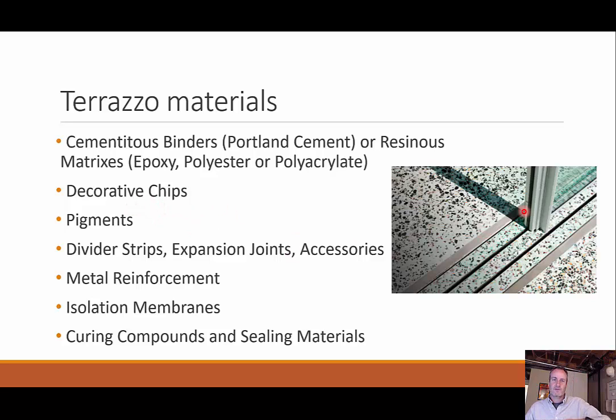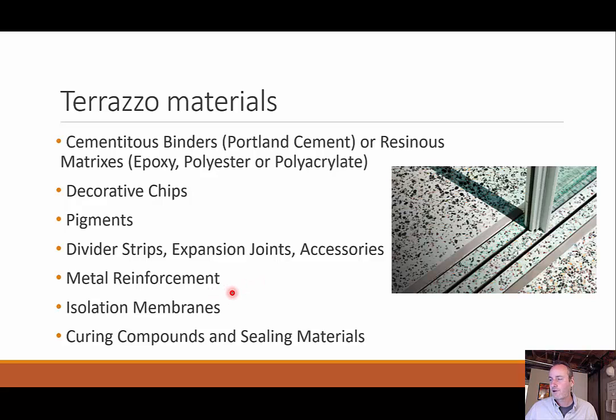And usually it's ground down, and that's why it really shows, and then it's polished to polish all those chips. Other pigments dictate the color outside of the chips, in between the chips. We have divider strips and expansion joints we've seen before, because this is not individual smaller pieces, it's one continuous piece, so we do need places where it does stop to allow that movement.